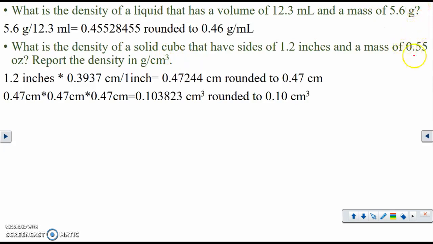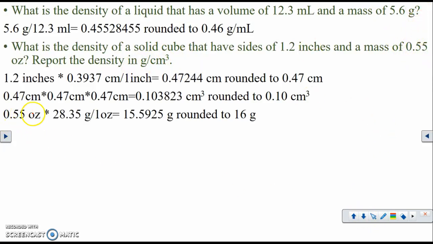Now we need to change 0.55 ounce into grams. That's actually a little bit more straightforward. Ounce, grams on top, because we need grams. Multiply these 2 numbers, divide by 1. We have this number, but obviously we need to have 2 significant figures, so we round up to 16. So now at this point, we have the unit of mass, we have a unit of volume. What do we do next?